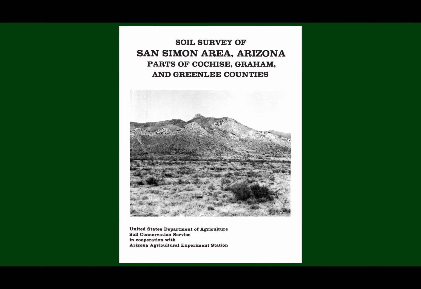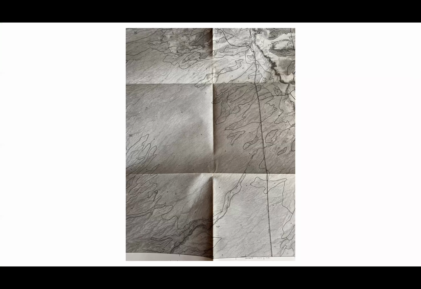One thing about these older soil surveys is that they have paper maps. You can see the lines there that show the soil mapping units that correlate with ecological sites. And you can take that out in the field with you and draw on it and find yourself. And some of us old timers kind of like that.